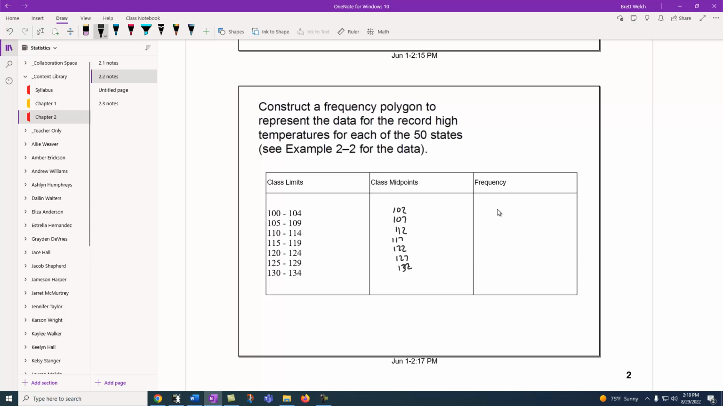Now the frequency from the table, if we go back through the data of all the high temperatures for the different states: between 99.5 and 104.5, because this is really not going from 100 to 104, it's 99.5 to 104.5 that we're actually looking at. The reality is the data we looked at didn't have any decimal values, but using that as our class boundary, we would have 2 in the first one, 8 in the second one, then 18, 13, 7, 1, and 1.